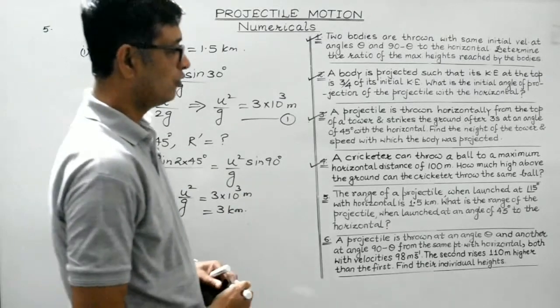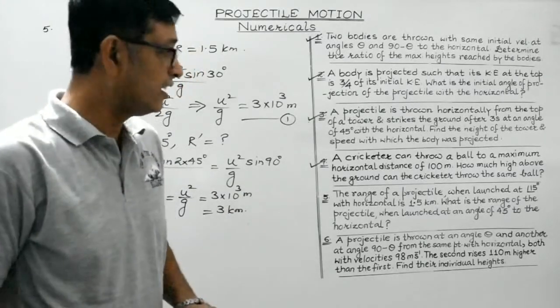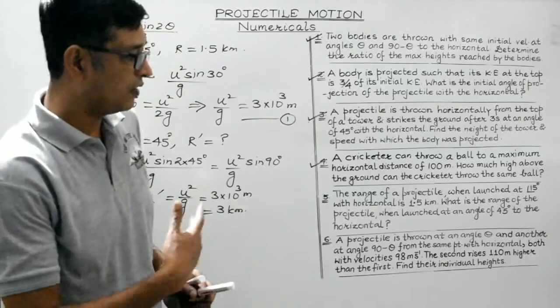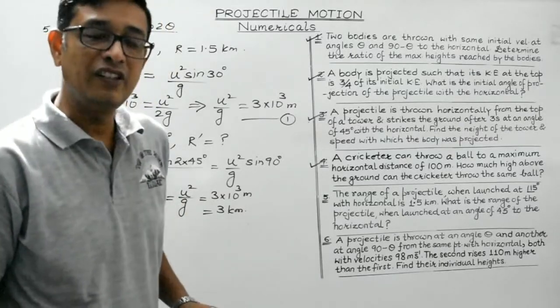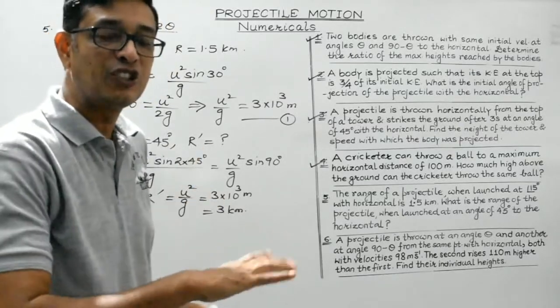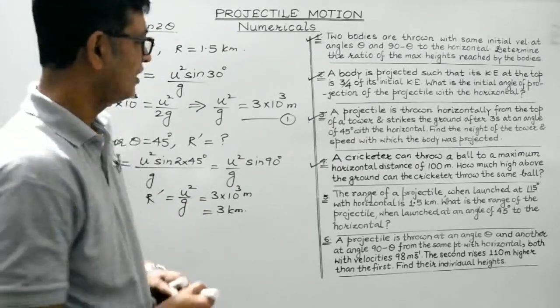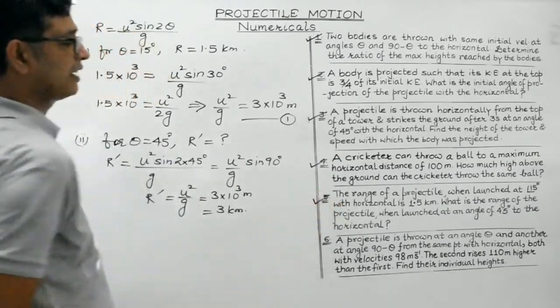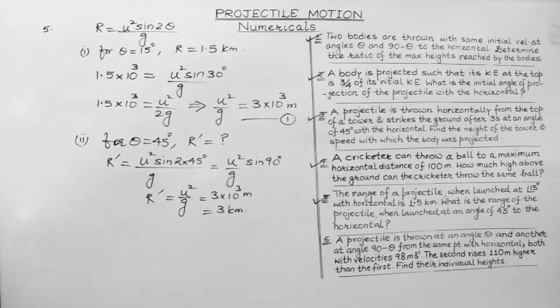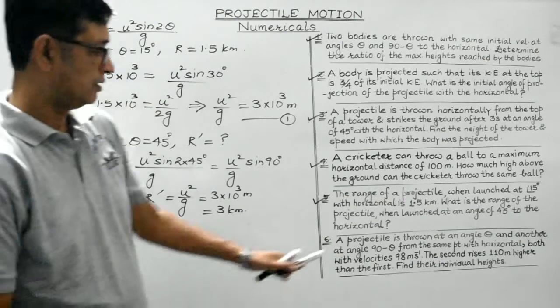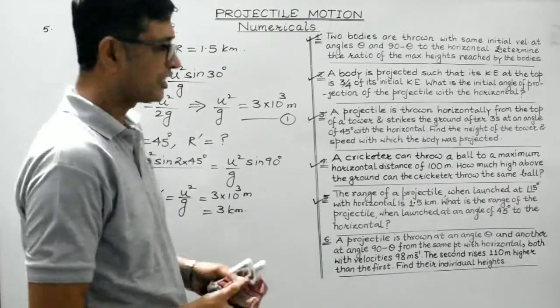So students, when the angular projection is changed from 15 degree to 45 degree, then the range is increased from 1.5 kilometer to 3 kilometer, right? So 3 kilometers is the correct answer. Okay students, now the last question, sixth one.